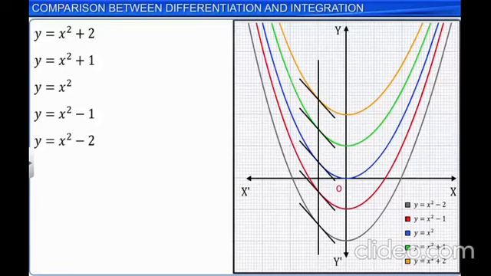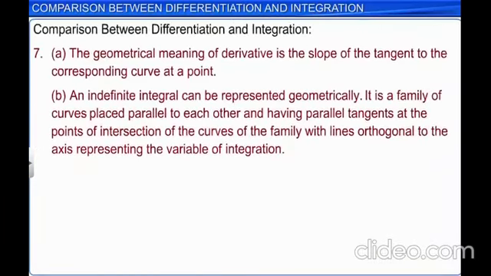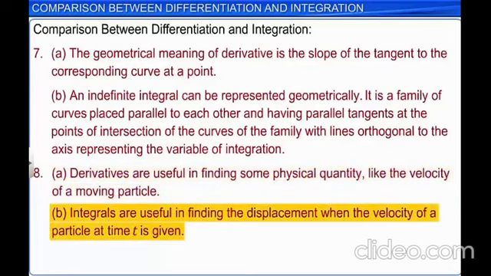Now, let us compare how differentiation and integration are used. Derivatives are useful in finding some physical quantity, like the velocity of a moving particle. On the other hand, integrals are useful in finding out the displacement when the velocity of a particle at time t is given.